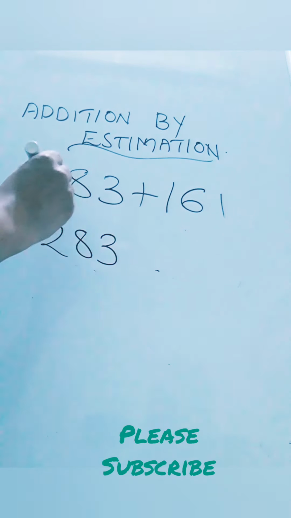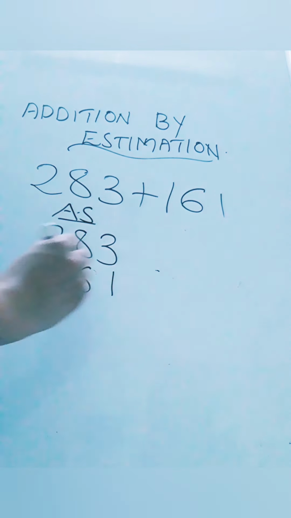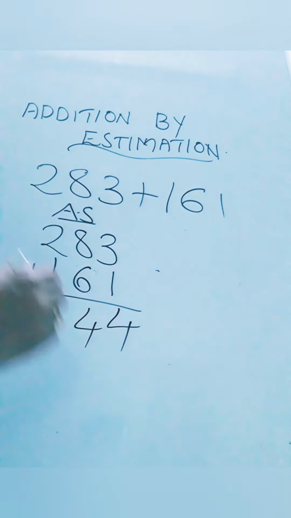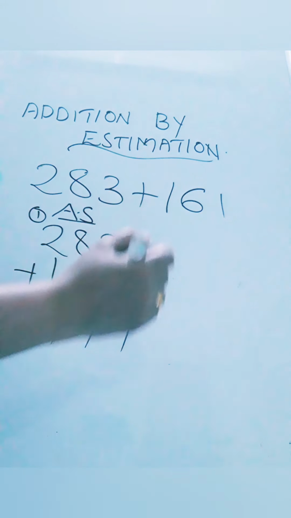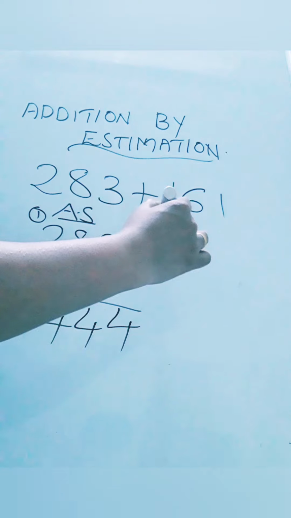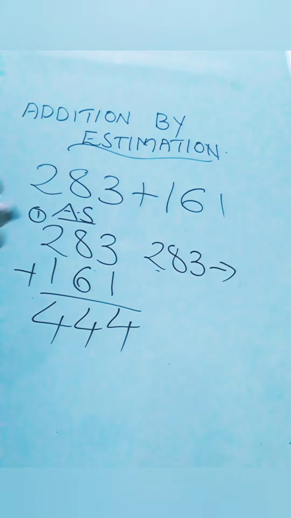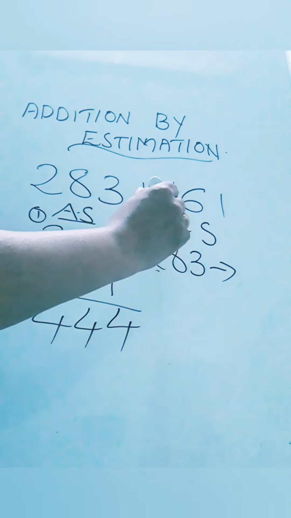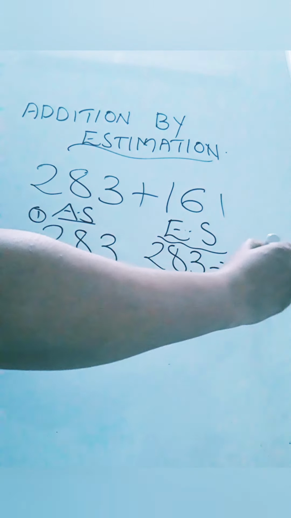283 plus 161, the actual sum. Add this. 3 plus 1 is 4. 8 plus 6 is 14. Carry 1. 2 plus 1 is 3. 3 plus 1 is 4. 444. Now let us round these two to the nearest tens. Now we are finding the estimated sum, short form ES. 283 will be 280.